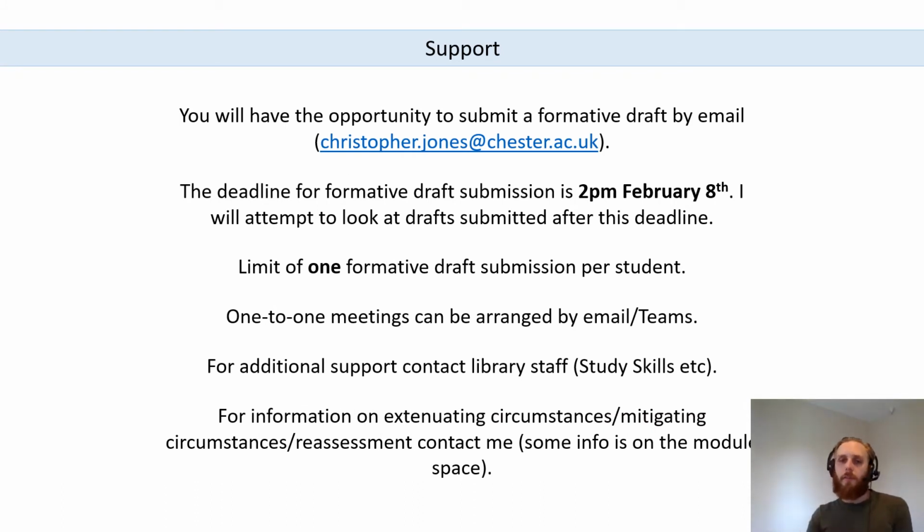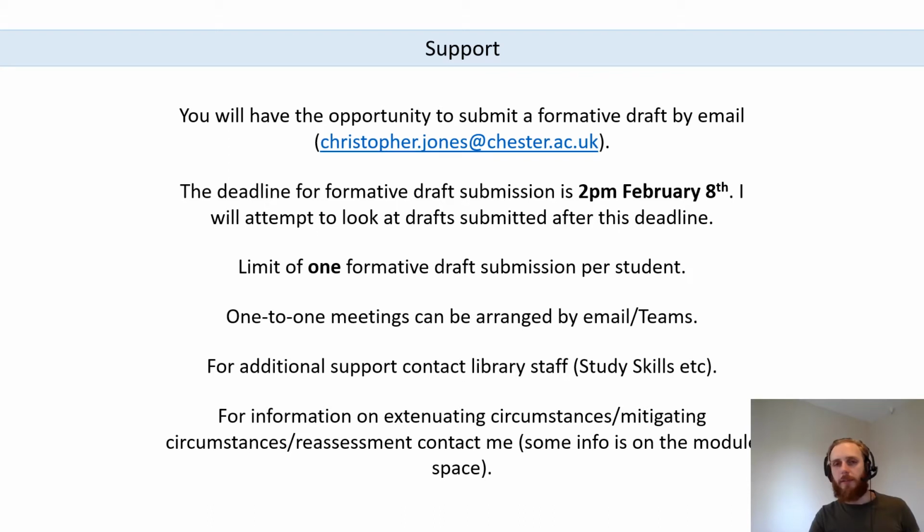So there's significant support available for you. This is part of the support. So this support session that I'm recording now, I'll also be looking at a draft for each student. So I'd like you to submit a draft of your poster to me by email by the date on the slide, so by February the 8th at 2 p.m. I don't want this submission to have any audio accompaniment. I just want it to be a slide. So I just want it to be the poster itself, ideally as a PowerPoint slide. And then I can look at that and give you some feedback on that.